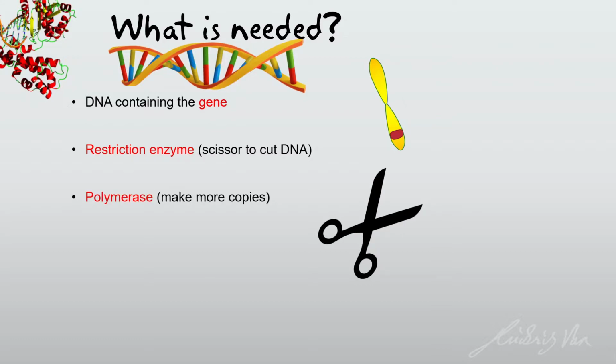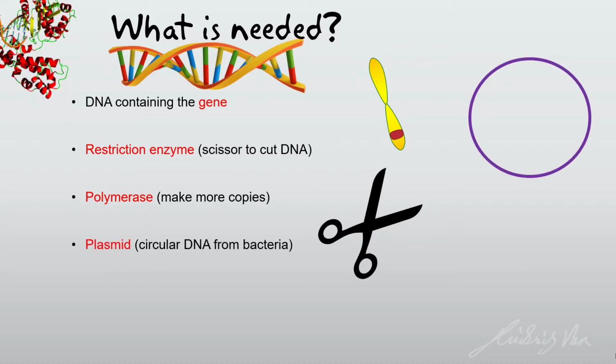Then you also need an enzyme known as polymerase to make many copies of the gene which you want. This enzyme called polymerase, not difficult to remember the name, because poly means a lot and its function is to make a lot of the gene.